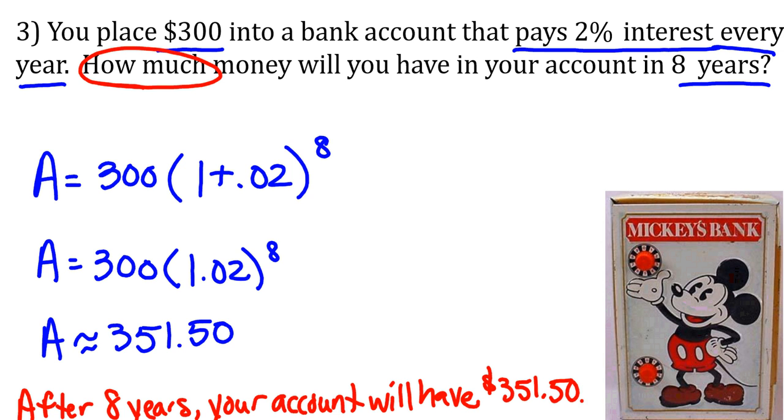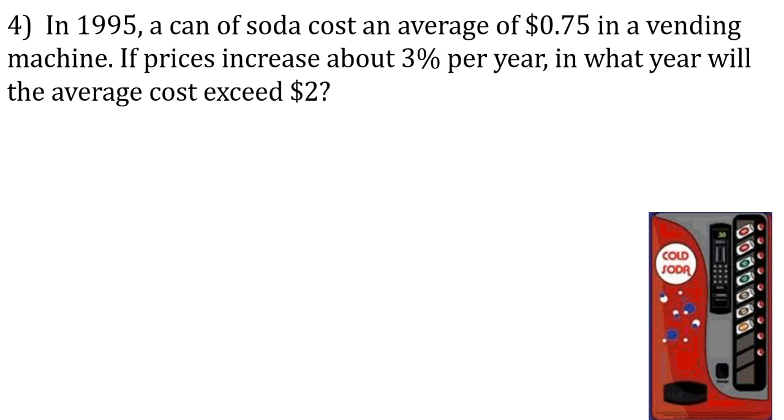Let's try one more. In 1995, a can of soda costs on average 75 cents in a vending machine. If prices increase about 3% per year, in what year will the average cost exceed $2? Well, what do we know about the problem? We know that the can of soda cost 75 cents when they started this in 1995, and the price increases 3% per year. So we're adding to our amount here.